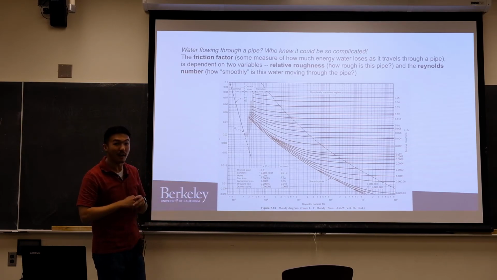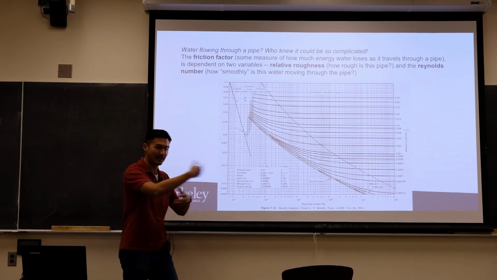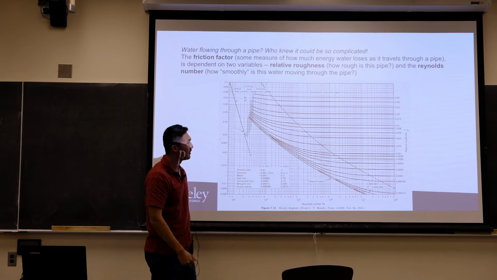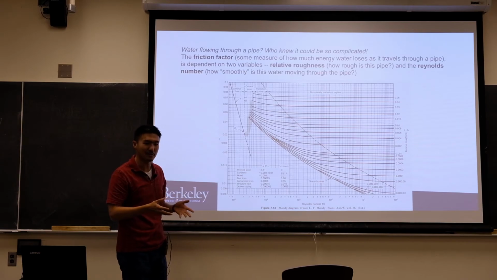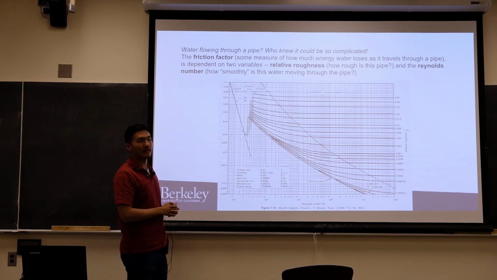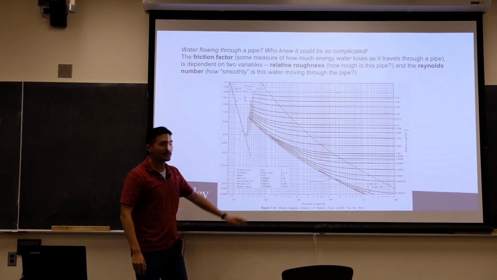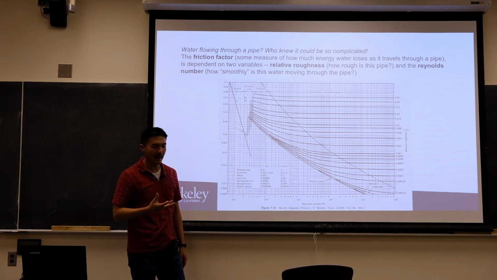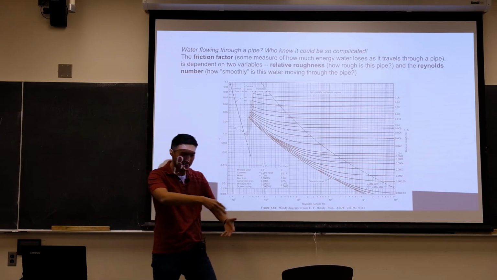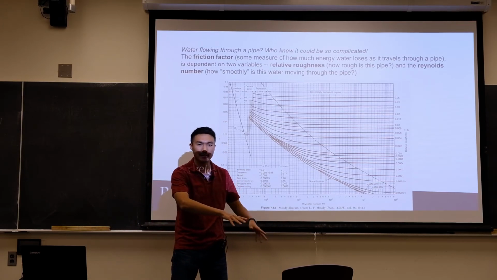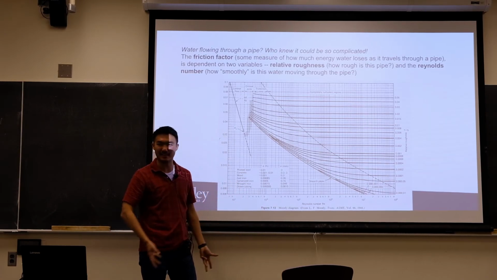These 3 variables are, 1, a friction factor, some measure of how much energy this water is losing as it goes through this pipe. The second variable is the relative roughness, which is a measure of how rough your pipe is. And then the last variable is the Reynolds number. The Reynolds number is some measure of how turbulent or laminar your flow is. If your water is flowing nice and easy, it's laminar, flowing nice and smooth. But if it's flowing really fast, it's going to be really turbulent, really chaotic.